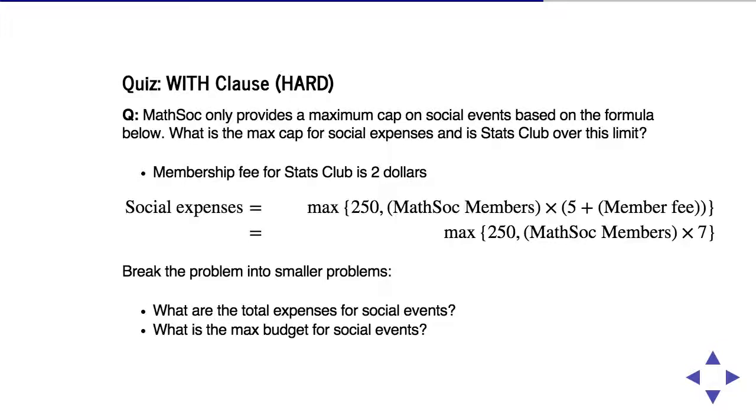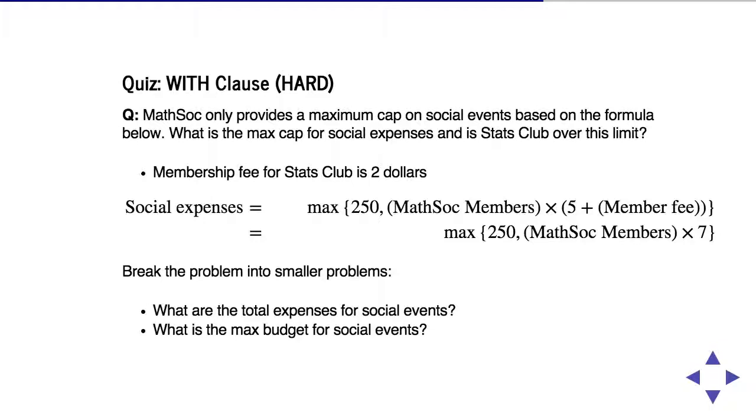Like in this hypothetical scenario, MathSocket provides a cap for social events based on the formula of the max of 250 and the number of MathSocket event members times 5 plus membership fee, which is $2. So max of 250 versus number of members times 7.